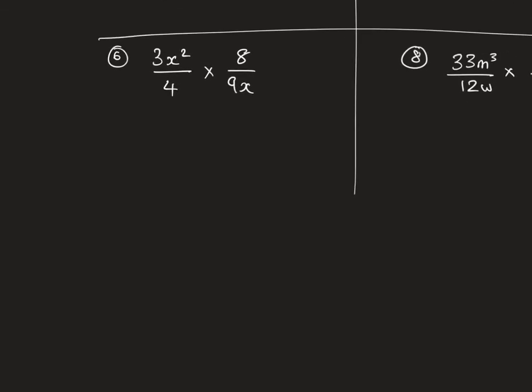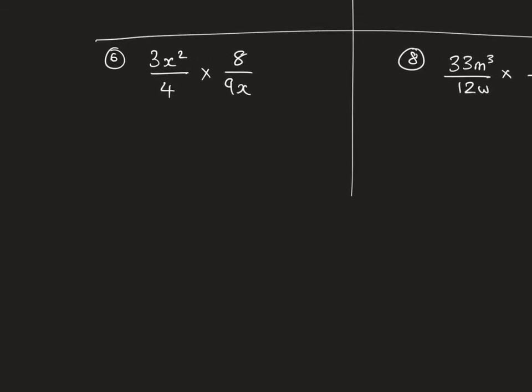Okay, now in question 6 here, we can see if there's anything that can cancel. Now, you'll see the 4 and the 8 can cancel. Both of those divide by 4, so that would be 1 and 2. Here we have a 3 and a 9, which both divide by 3 to make 1 and 3. Also, if I then wrote this out with what's left, what we've got essentially here is an x squared over 1 times by a 2 over 3x.